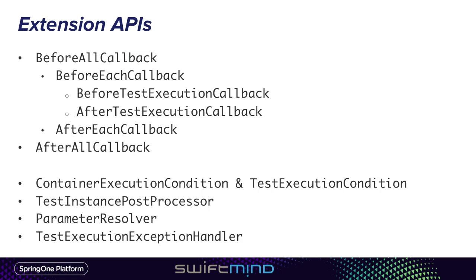Last but not least, we have a test execution exception handler. That's if you wanted to write your own kind of extension for logging exceptions that were thrown, or maybe your own expected exception extension, you could do that. So that would be invoked right after the test method is executed, and you'd have access to the exception that was thrown, if any.